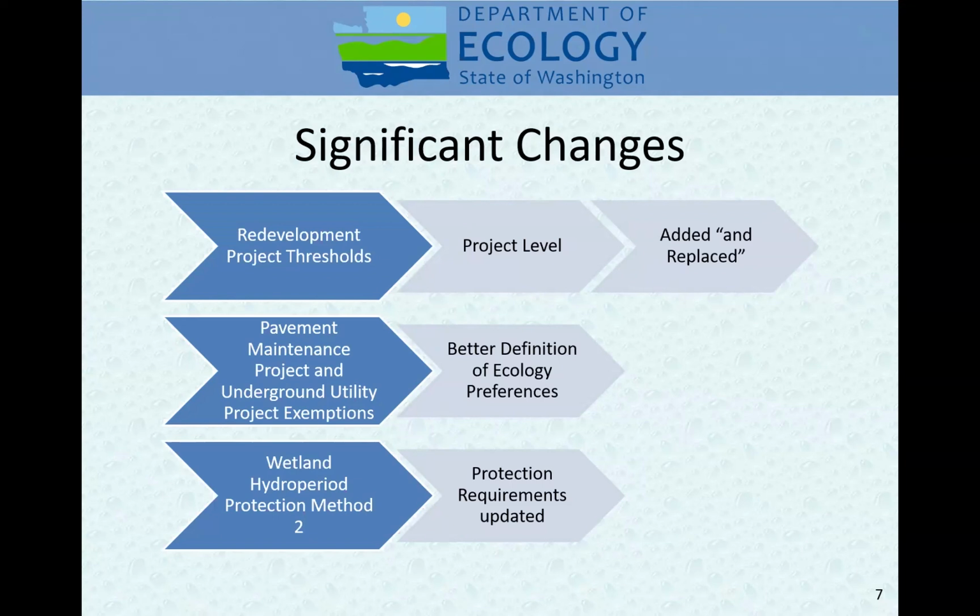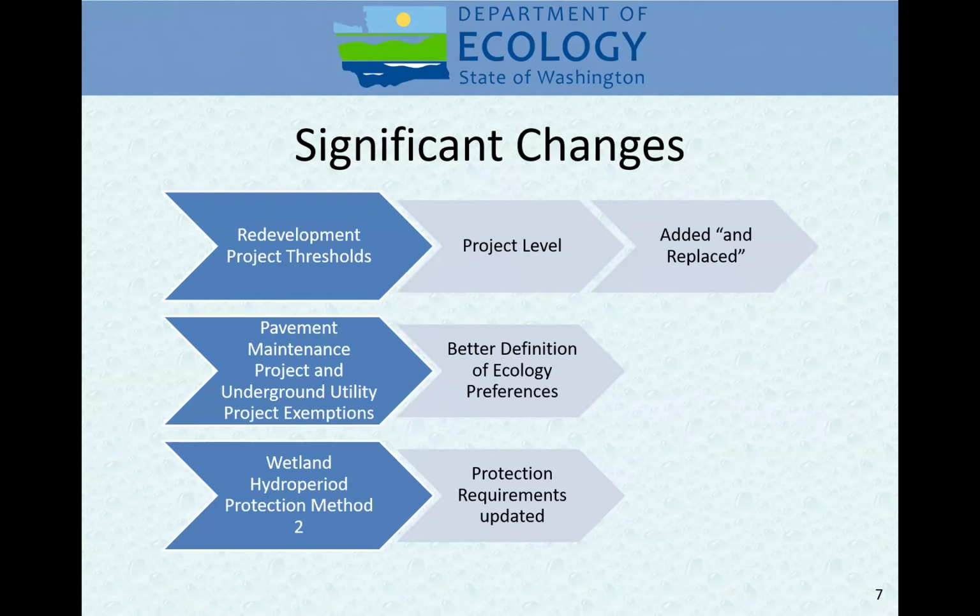The bottom half is where you determine if you have to deal with replaced hard surfaces or not. We've added the term "and replaced," and so that brings in more hard surfaces that may need to be taken care of. We've gone into the pavement maintenance project and underground utility project exemptions, and we've made better definitions and a better description of how Ecology interprets these. Our interpretations are now in the manual, and I'll talk about those interpretations when I talk about this specific change.